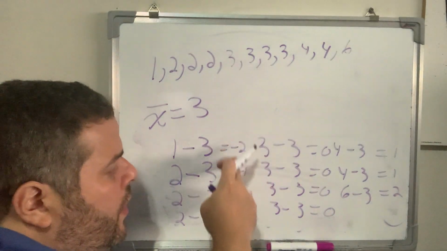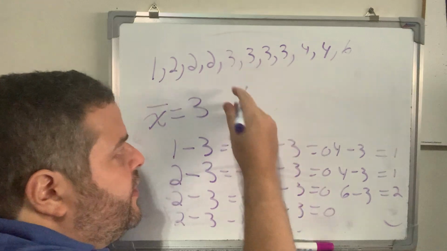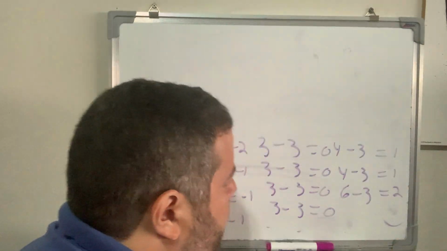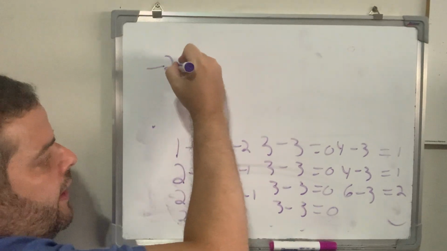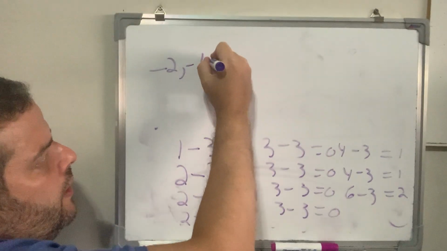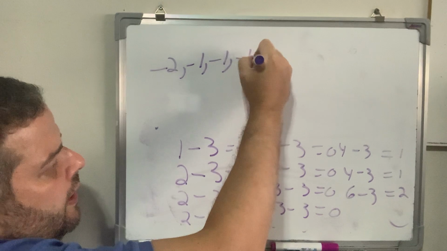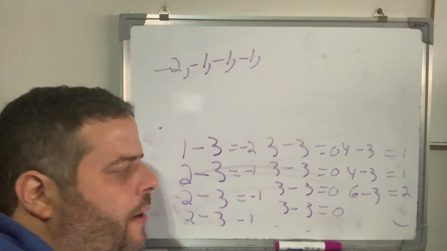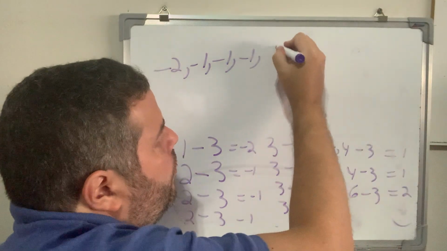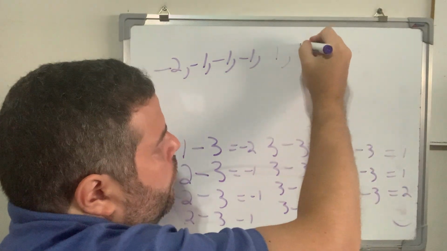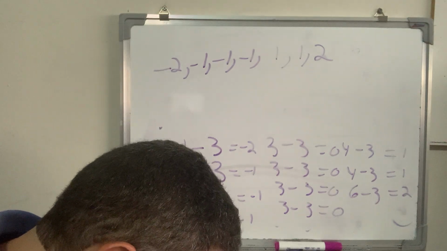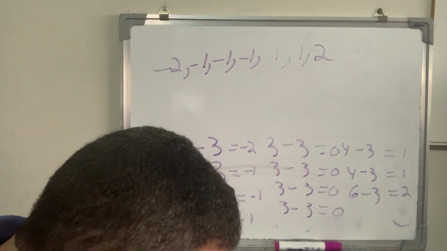Now when you visualize all these differences, I'm going to write them up here so we can continue discussing a very important part. -2, -1, -1, -1. I'm not going to put the zeros because I don't have to. Then I have 1, 1, and 2. Let me confirm. Yeah, 1, 1, and 2.